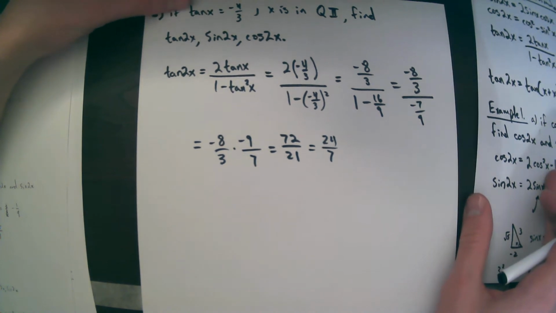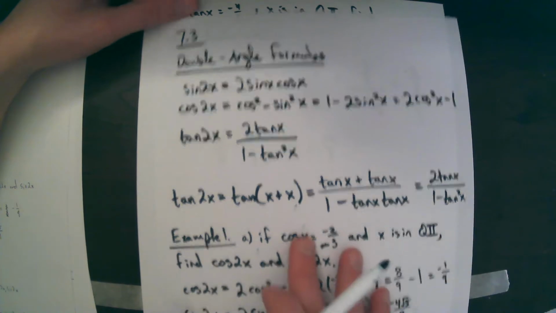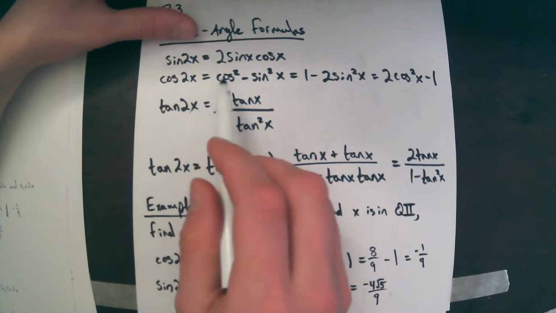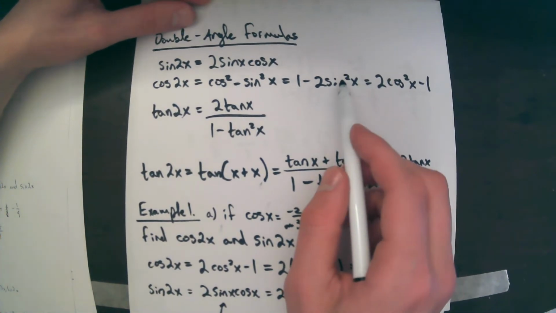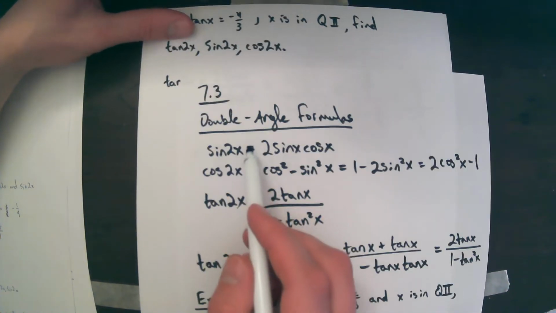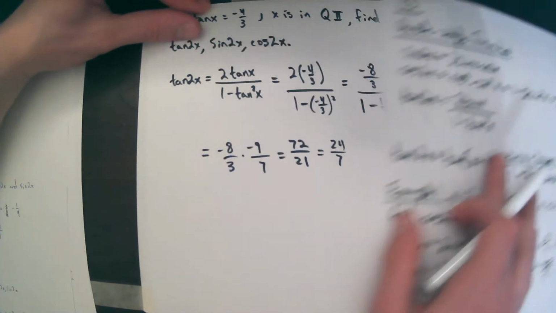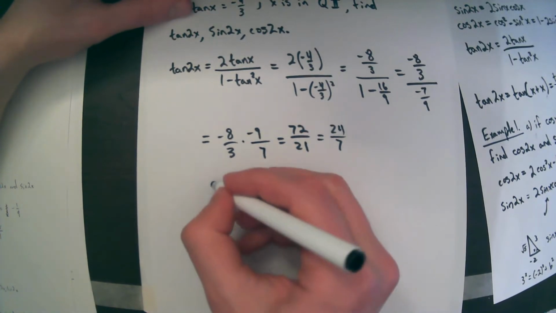Now, for the other two, sine of 2x and cosine of 2x, I'm going to need to know what sine and cosine are. Cosine of 2x only requires that I know at least one of them. But since I need both of them for sine of 2x as well, I might as well just get both of them right now. So let me draw my triangle in quadrant 2.